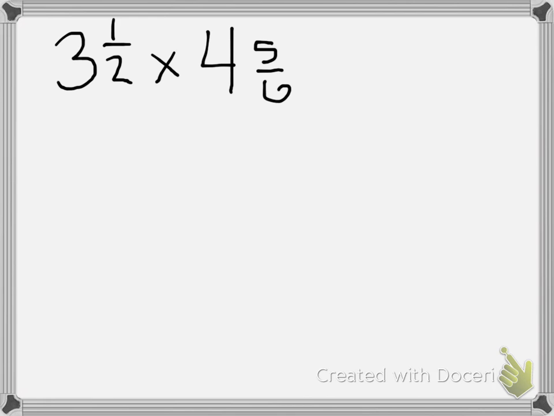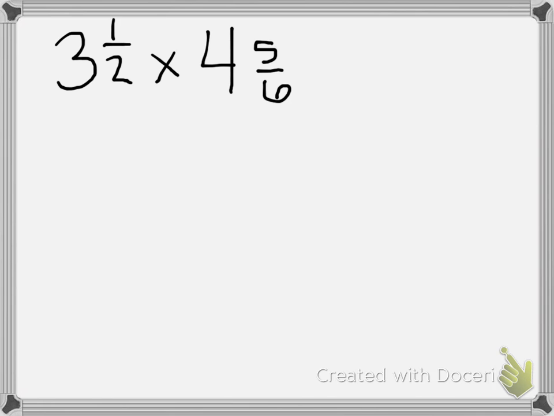Hi middle schoolers, today we're going to talk about multiplying mixed numbers and proper fractions, and simplifying the fractions that we multiply. My first problem is 3 1/2 times 4 5/6. Now since these are mixed numbers, I need to change both of these into improper fractions.